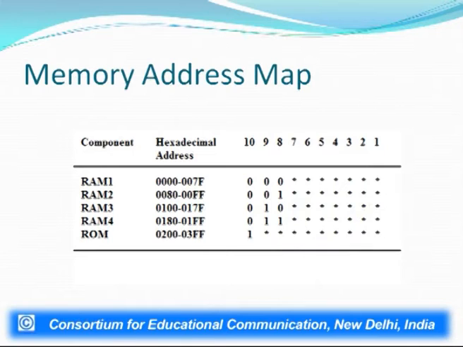You can see here the memory address map: RAM 1, RAM 2, RAM 3, RAM 4 and ROM, that is read-only memory. Here hexadecimal addresses have been given: 0000 to 007F, 0080 to 00FF, 0100 to 017F, and 0180 to 01FF. In the case of ROM, it is 0200 to 03FF. Here you can see the mapping also, up to 00, 01, 10, 11. So here you can see the memory address map.